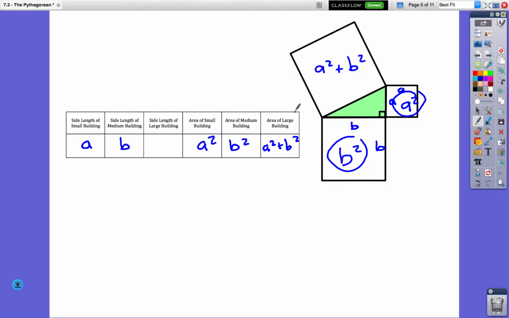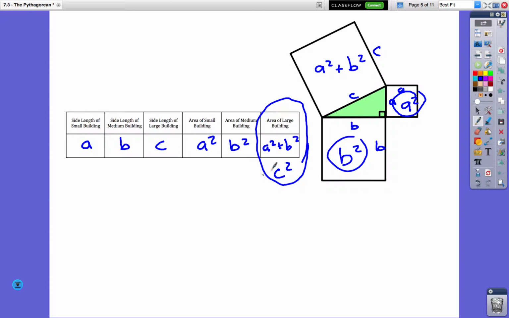Now, I'm going to do this last part a little out of order. Let's assume if this is A and this is B, we're going to call this side C. So another way to find the area of the large building would have been to say, well, if it's a C by C building, then its area could also have been written as C squared. So if this is C, I can call the area of the large building C squared. So we actually have two ways to find the area of the large building.